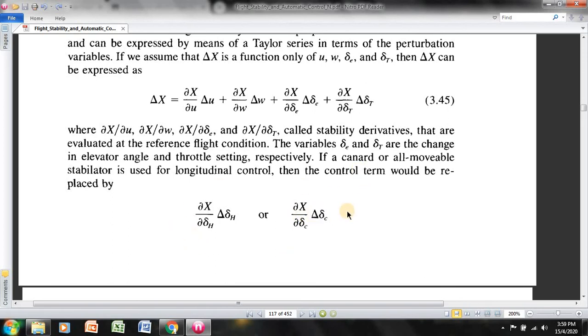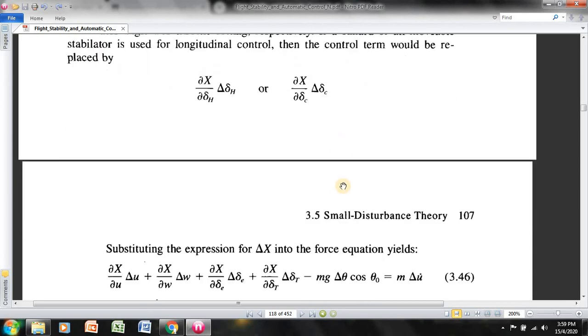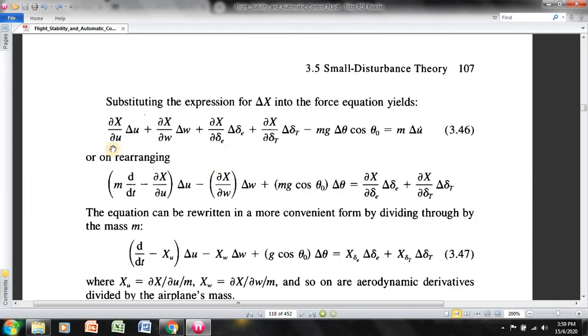Okay, so these are derivatives. Derivative is the change of force or moment with respect to the change of velocity or the change of deflection or the change of anything. Okay, so derivatives have units. Don't say they have no units, they have units. Okay, so equation 3.46 shows all this. dx over du, dx over dw, dx over de, and so on, plus gravitational effect. That makes one equation.